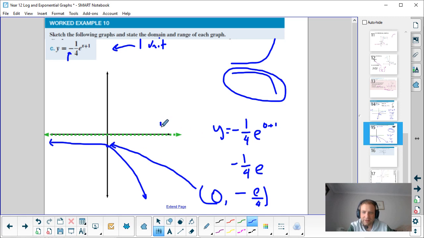And we'll label our asymptote at y equals 0. And we've got a bit of a sketch going on. And the letter e is in our work, and we're not afraid of it.